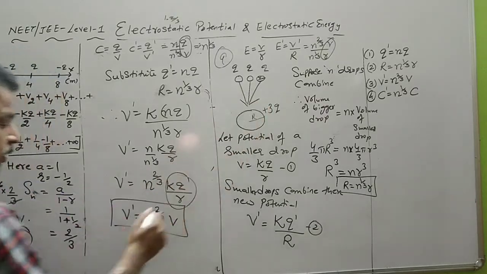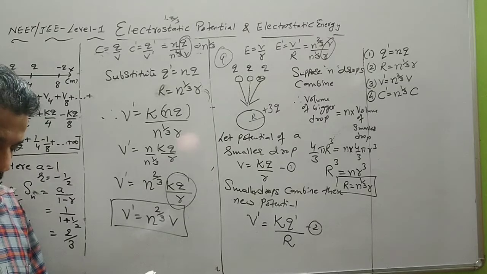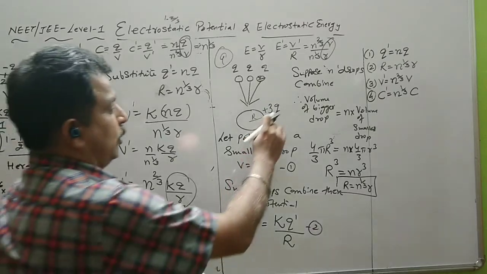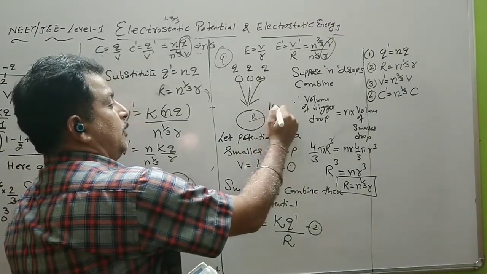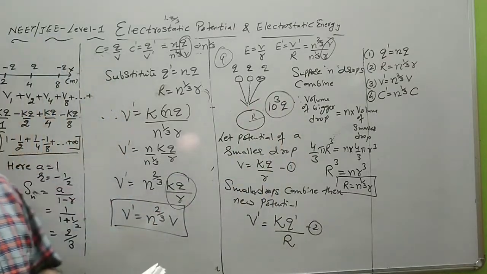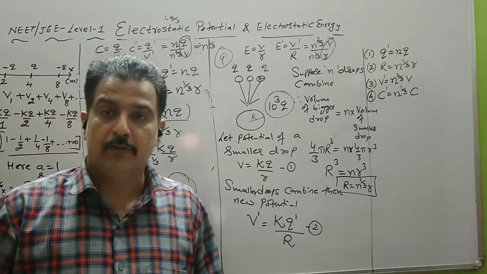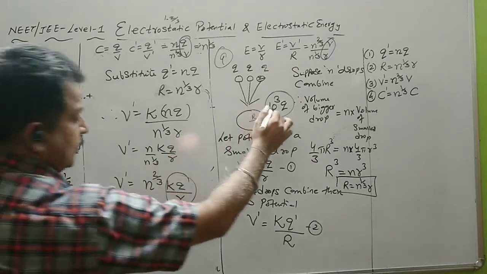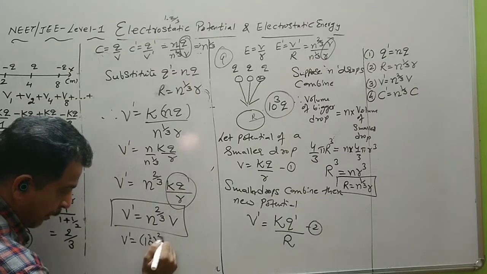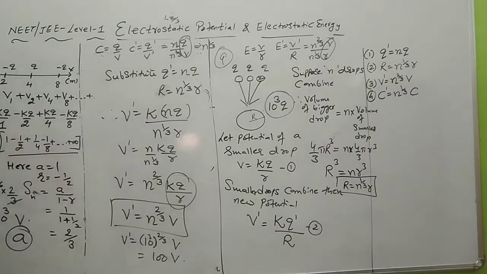Now for our numerical, here we have how many droplets? 10 raised to 3 small water droplets. So it is not 3 droplets given, it is 10 raised to 3 droplets given. So total charge will become 10 raised to 3 times Q. So here the number is 10 raised to 3. So V dash is equal to 10 raised to 3 power 2 by 3 V. So the 3 cancels. It becomes 100 times.